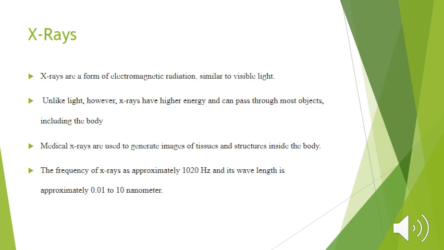X-rays are a form of electromagnetic radiation which is similar to visible light. Unlike light, however, X-rays have higher energy and can pass through most objects, including the body. Medical X-rays are used to generate images of tissues and structures inside the body. The frequency of X-rays is approximately 10^20 Hz and its wavelength is approximately 0.01 to 10 nanometers.